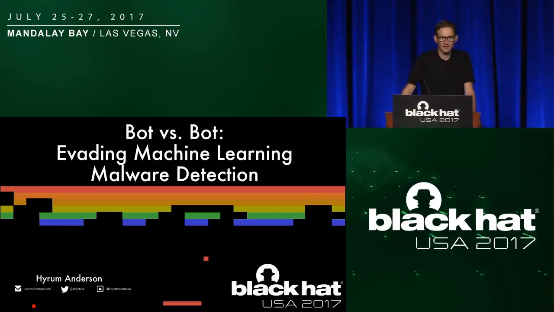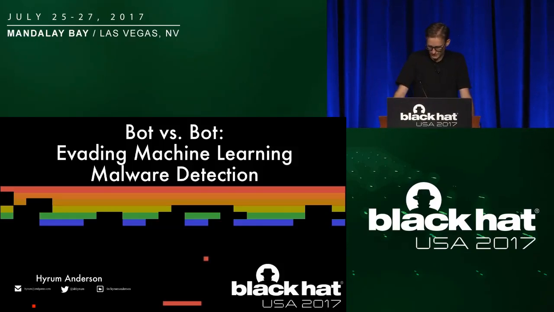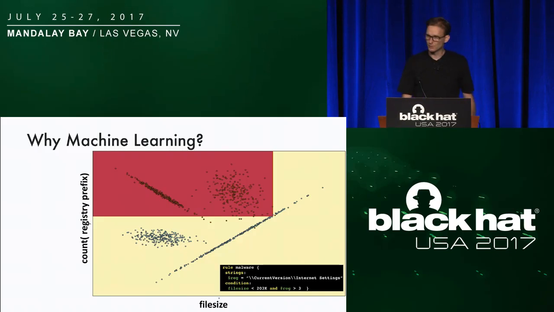So as the title of my talk suggests, we're going to show today how to use machine learning to evade machine learning. And today specifically, we're going to be focusing on evading Windows PE static malware classifiers. So first, some context. Why machine learning, and why would evading machine learning be difficult?